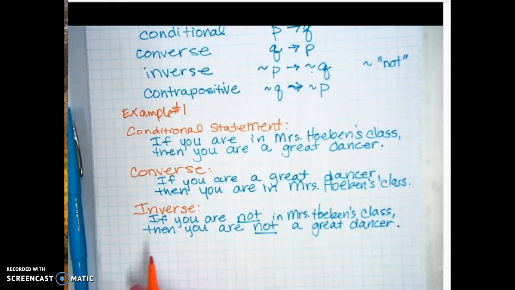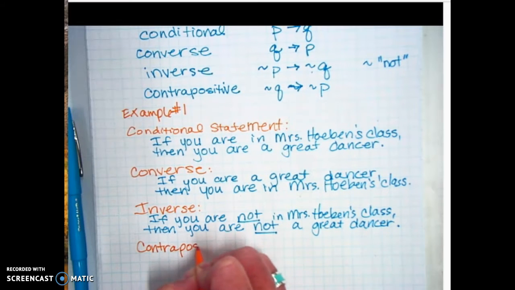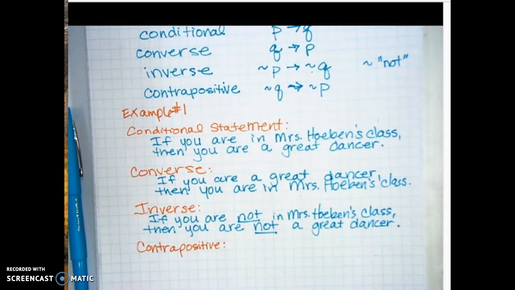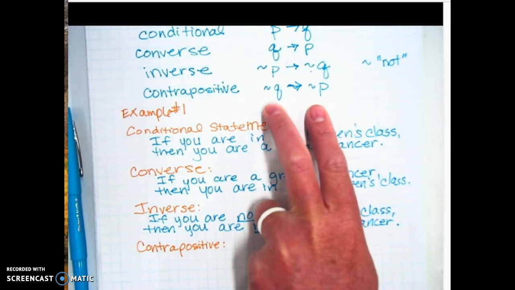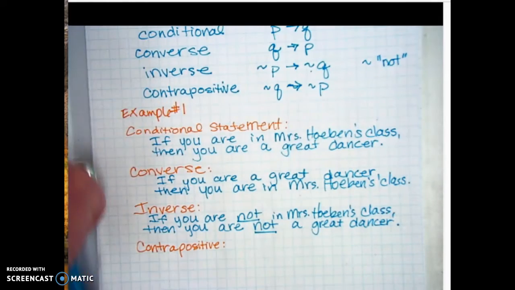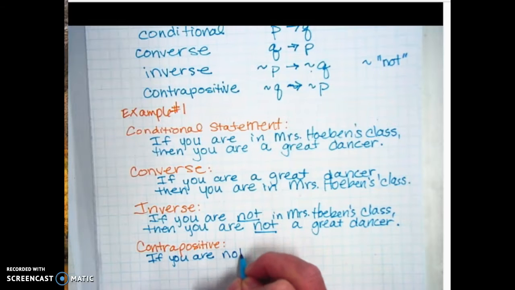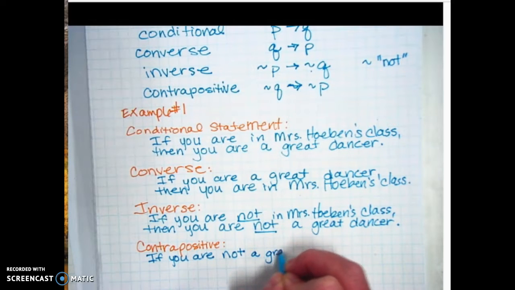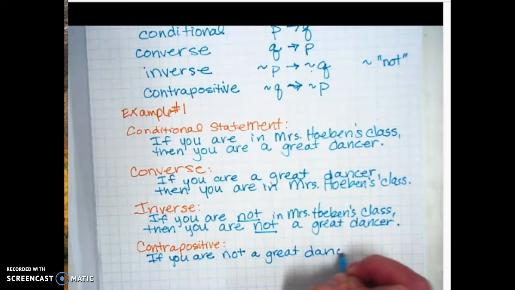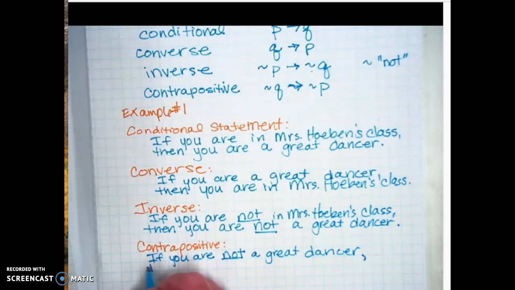All right. One more, we've got the contrapositive. So the contrapositive, we do both. We switch the order of the P and the Q, and we say not for both of them. So if you are not a great dancer, then you are not in Mrs. Hoban's class.